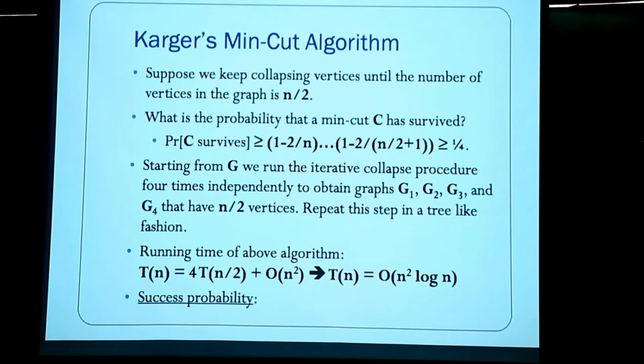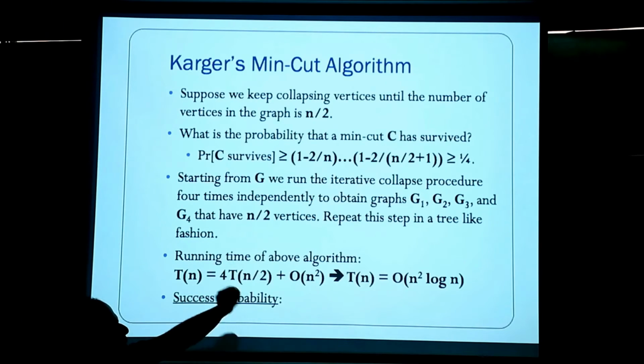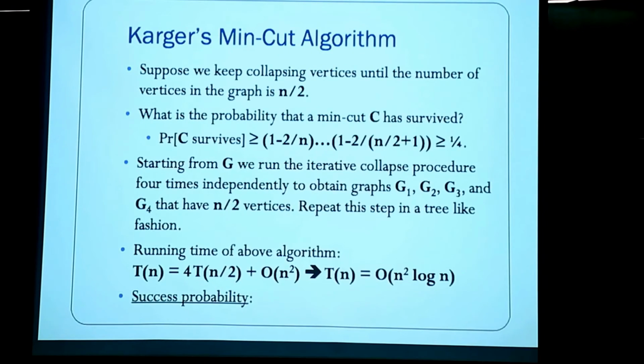Okay, so what we'll do is the following. Starting from G, we run the iterative collapse procedure 4 times independently to obtain graphs G1, G2, G3 and G4 that have n by 2 vertices, and then repeat this step in a tree-like fashion. So break it into 4, and each of them again into 4, and again each of them into 4, until eventually at the leaf where you have 2 vertices, you pick the best one.